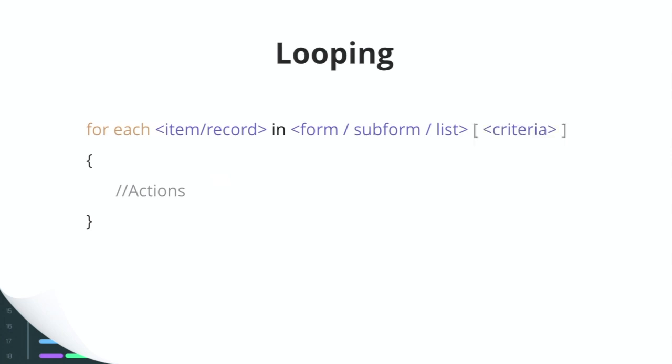So how do you add on criteria? If you want to have criteria, you can add it the same way you do in a fetch. You could have some square brackets at the end. You could say, for each person in the attendees form whose name is equal to Sally, go through and update their name to something else so we don't have to keep hearing about Sally.